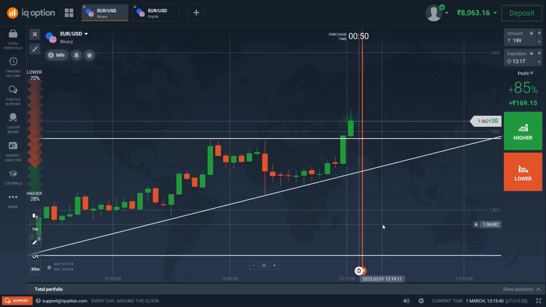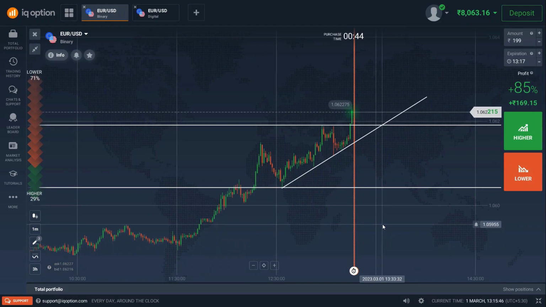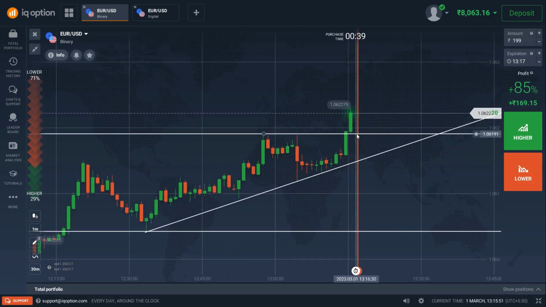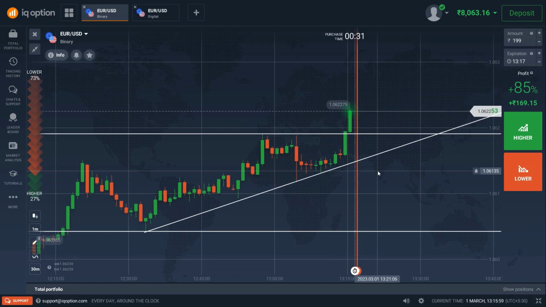Hey guys, we are now live on EUR/USD, and as you can see, I've already drawn some key support and resistance levels. There was a breakout here just when I entered the market, but let's wait and see how the market is moving so that we can take our trade accordingly.